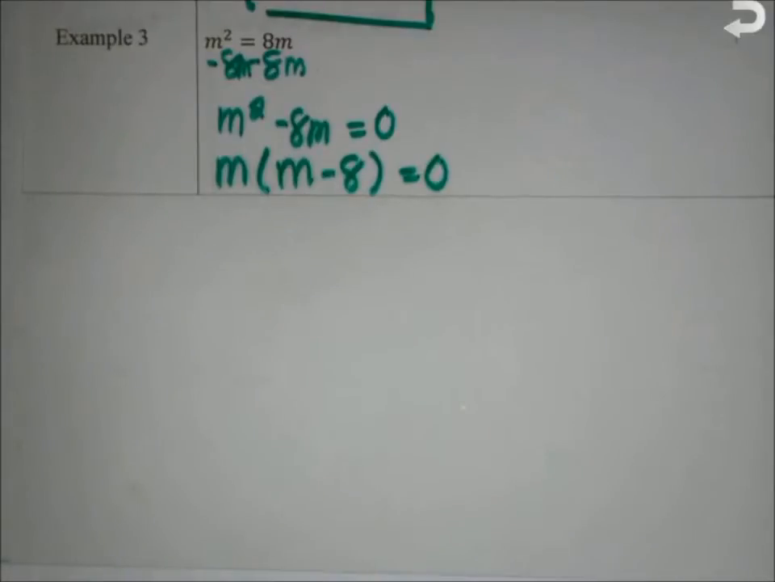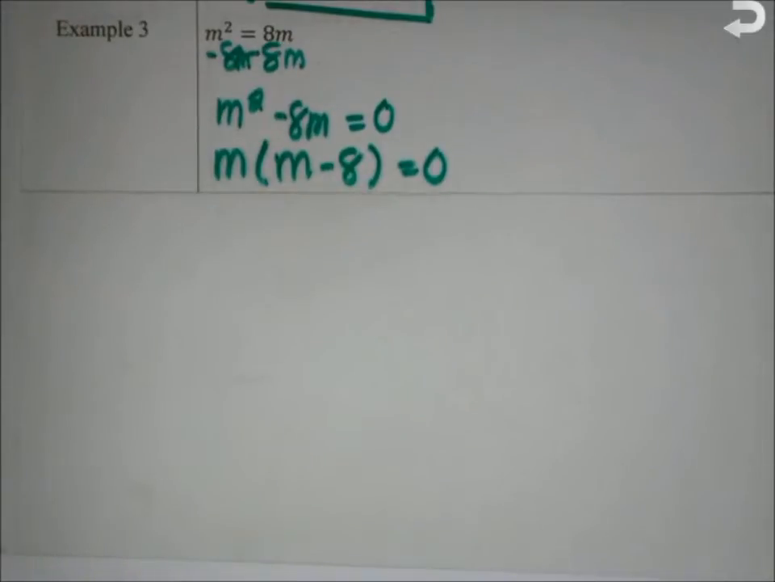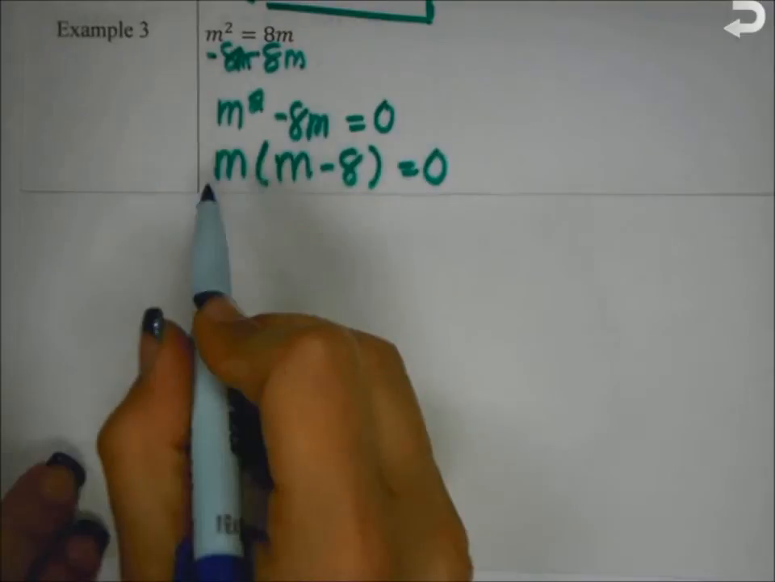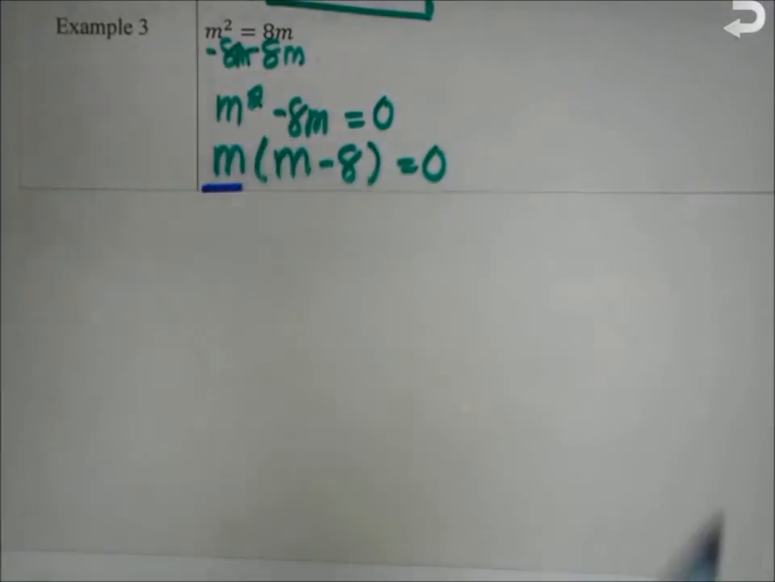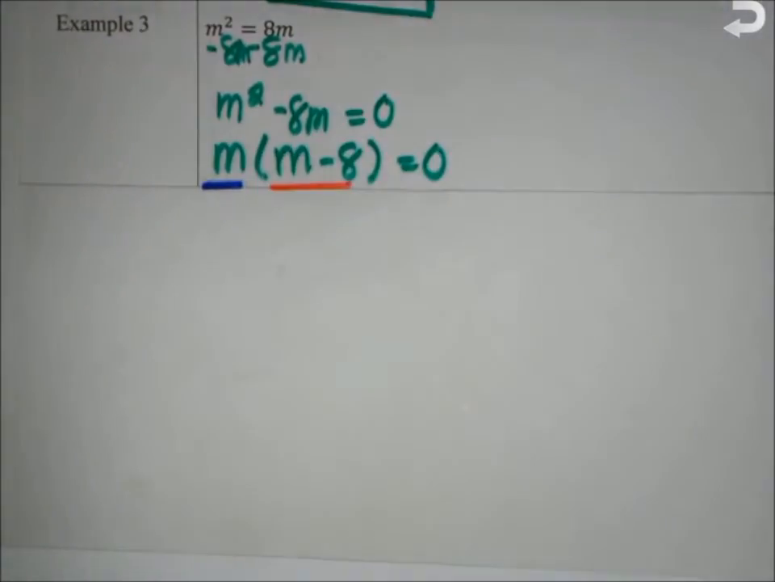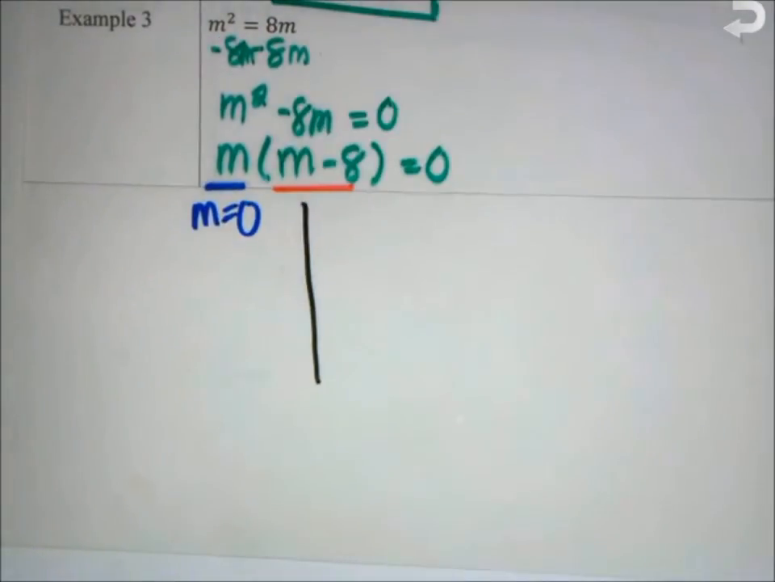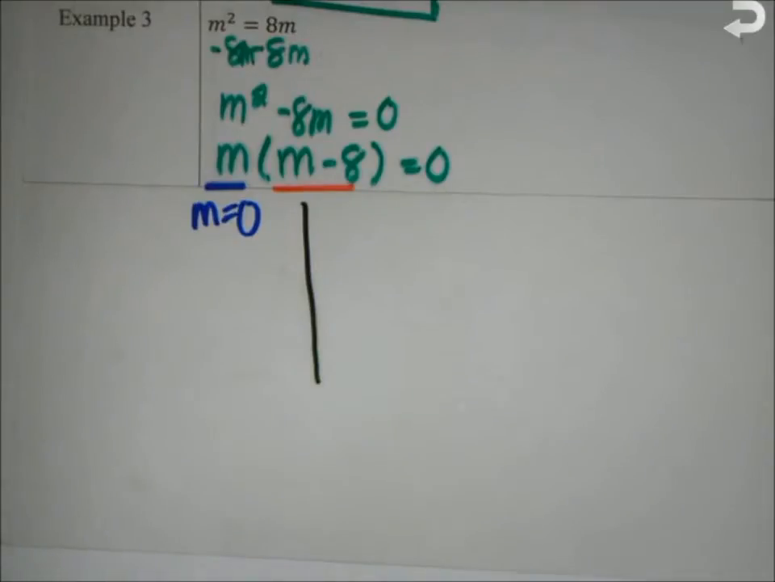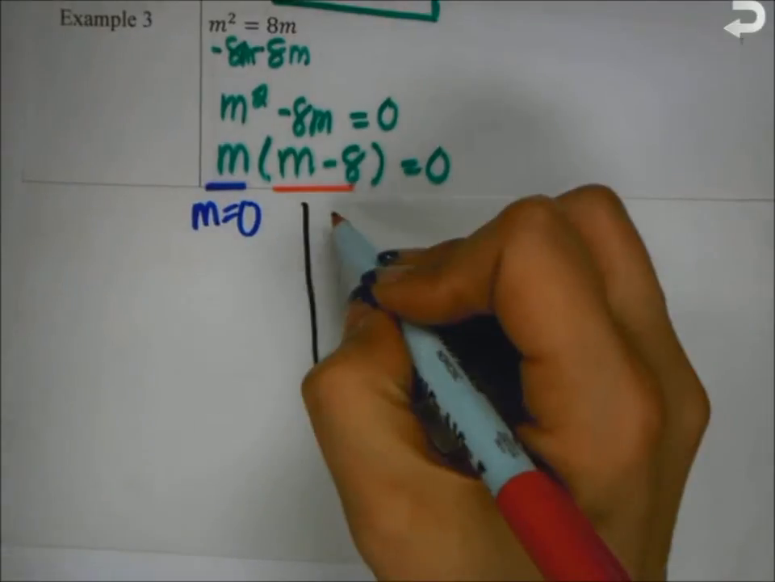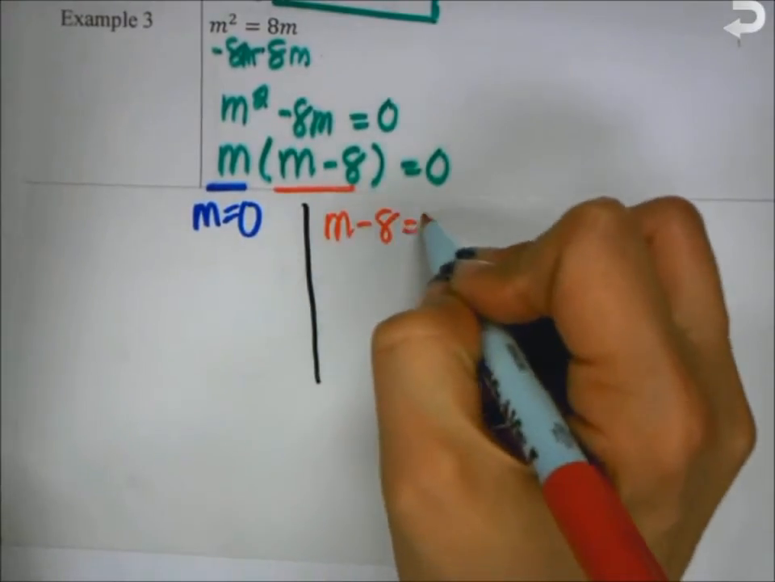So we have two different factors here. What are my two different factors? m and m minus 8. So let's set each one equal to 0. Now this is really nice because we just get m equals 0. That's done. And then the second one, we have m minus 8 equals 0. So we add 8 to both sides, and we get m equals 8.